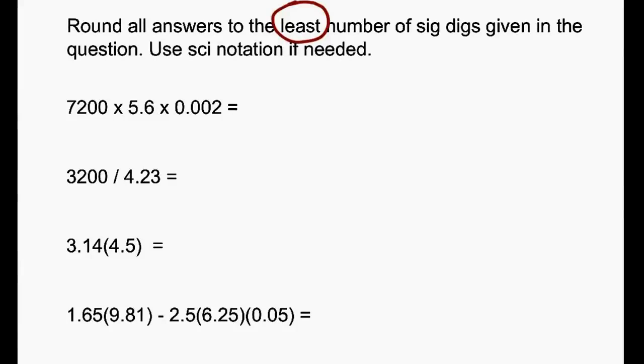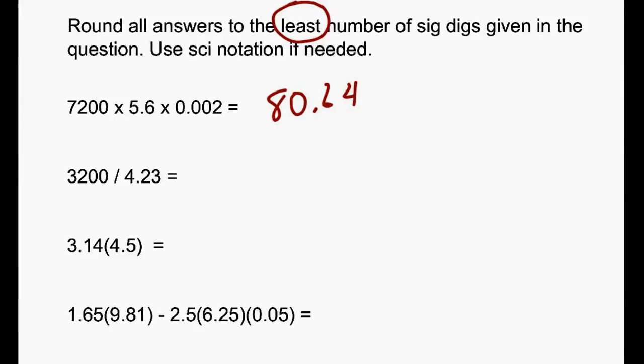So this first question, let's do this one. On your calculator, type in 7200 times 5.6 times 0.002. We get an answer of 80.64 when you do that on your calculator. So the question is, how should we write that, or how should we round it appropriately? Use the rounding rules that you normally would, and then we use the sig dig rules to help us figure it out. For 7200, we have 4 sig digs, 5.6 we have 2, and 0.002 we only have 1, right? Remember that only the 2 counts. So we have to write this with 1 sig dig.